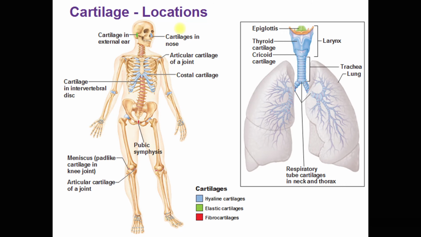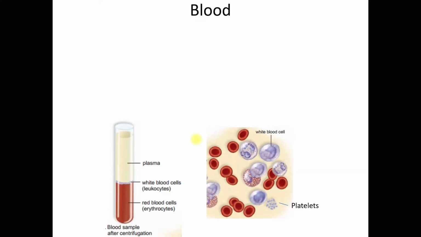And other locations where hyaline, elastic and fibro cartilage can be found. Now the last one for today, blood. So blood consists of formed elements and plasma. This is the plasma, this is the formed elements.